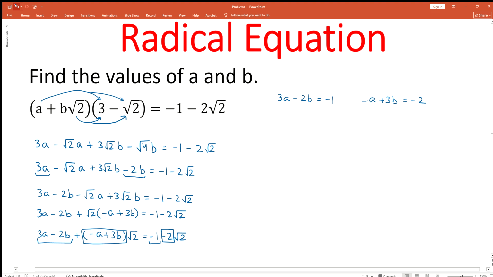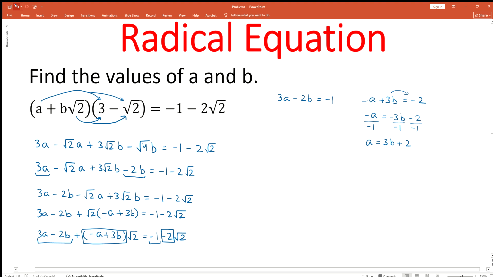We can use substitution or elimination method to solve this linear system. I will use substitution method to solve this linear system. We can isolate a from the second equation. We can move the term 3b to the right side of the equation. It will become negative 3b. Next, we can change negative a to positive a by dividing each term in this equation by negative 1. I get a equals 3b plus 2.